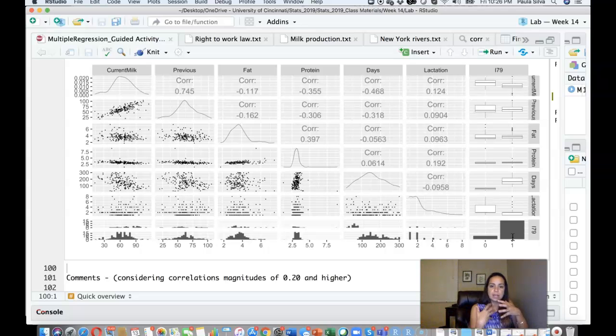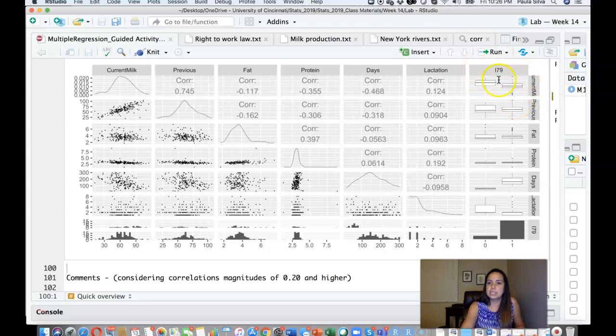A better way to get a glance at this is to look at the relationship between current milk and I-79 here, because again, you don't have a number for correlation because it's one categorical variable and one continuous. So what it does, it plots two box plots, and we can see how the median milk production for a herd with an average time since lactation that's less than 79 days is higher than for a herd that has more than 79 days since lactation, right here.